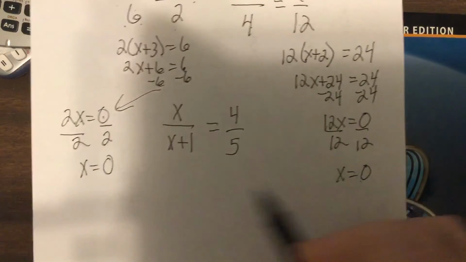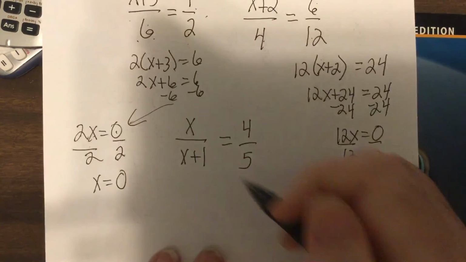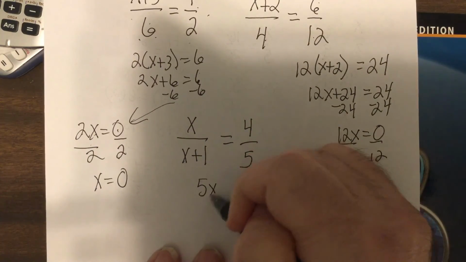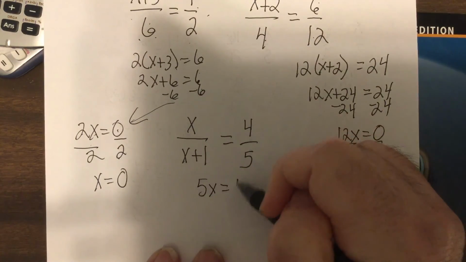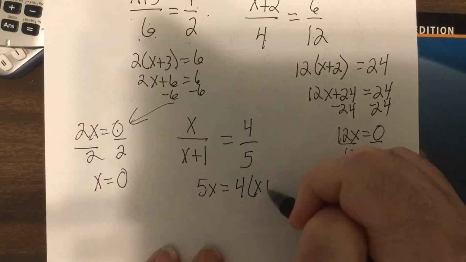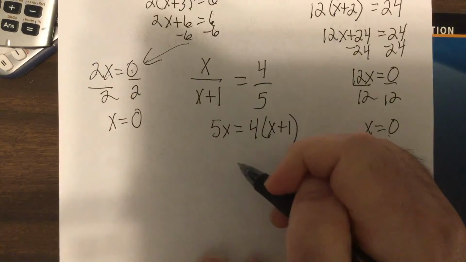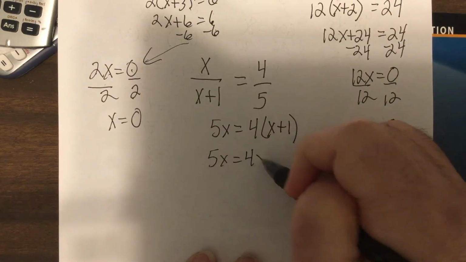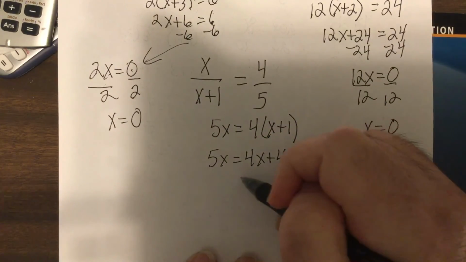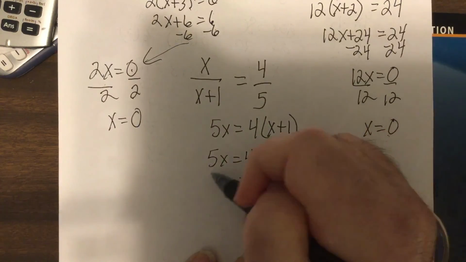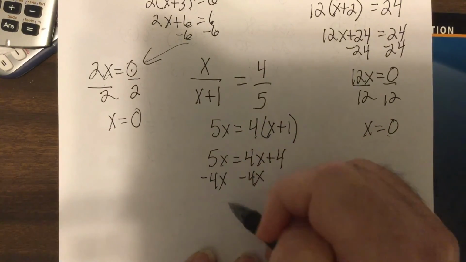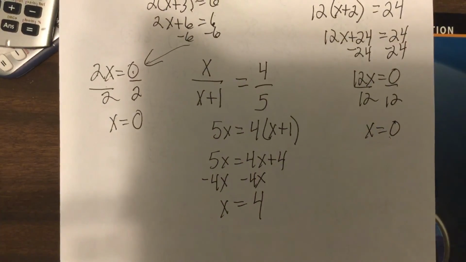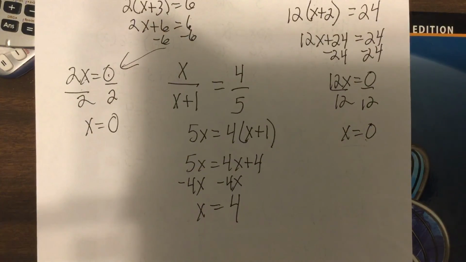Now most of your answers aren't 0, they just sort of happen. So this one, 5 times x equals 4 times x plus 1. So distribute the 4, 4x plus 4, subtract 4x. Hey, we have a problem that's not equal to 0. Yay! So hopefully you got those 3 answers.